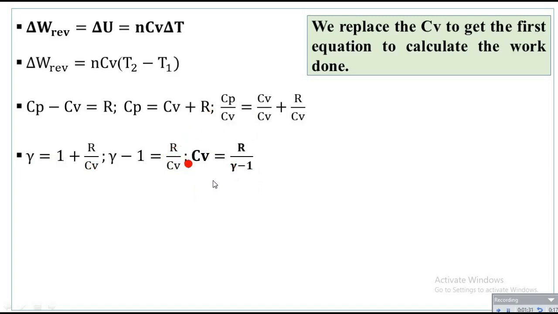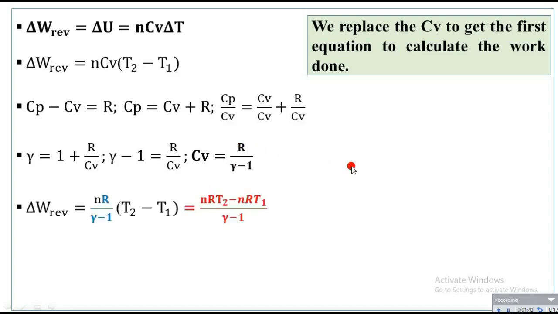That means we're going to replace this Cv by R over gamma minus 1, so that we can get the first equation to calculate the work done in a reversible adiabatic process. Here we are. We have replaced the Cv by R over gamma minus 1. So T2 minus T1, then we can multiply. That will be nR T2 over gamma minus 1 minus nR T1 over gamma minus 1. This is the first equation to calculate the work done in a reversible adiabatic process.